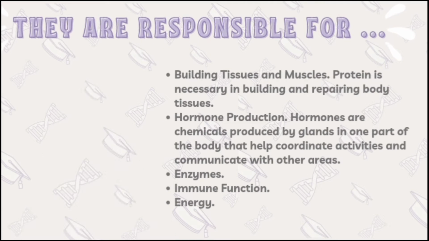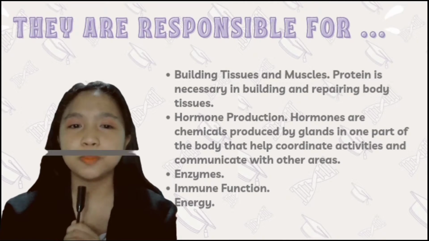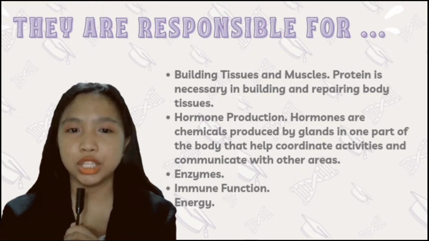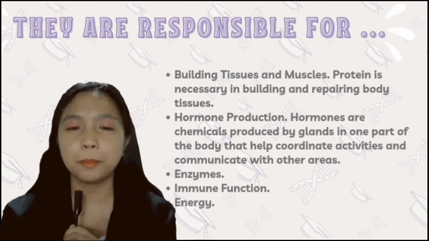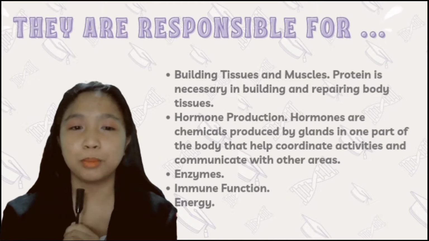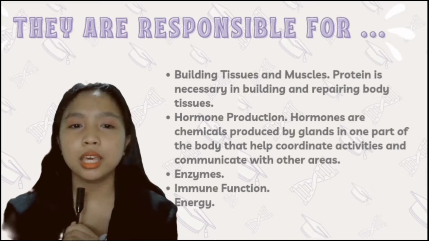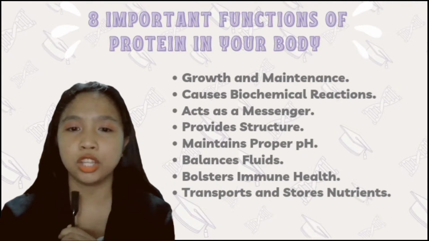The last thing we need to know about protein is the function of it. They are responsible for number 1, building tissues and muscles. Protein is necessary in building and repairing body tissues. Number 2, hormone production. Hormones are chemicals produced by glands in one part of the body that help coordinate activities and communicate with other areas. Number 3, enzymes. Number 4, immune function. Number 5, energy.